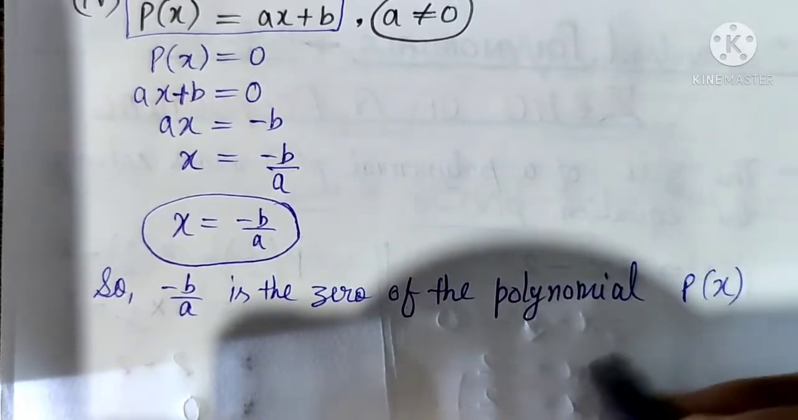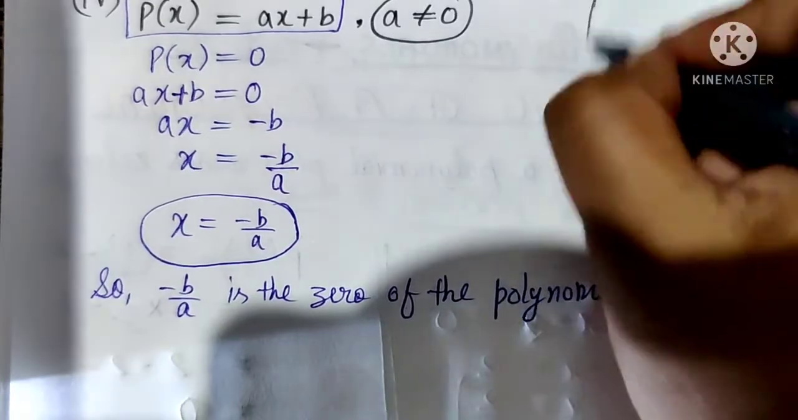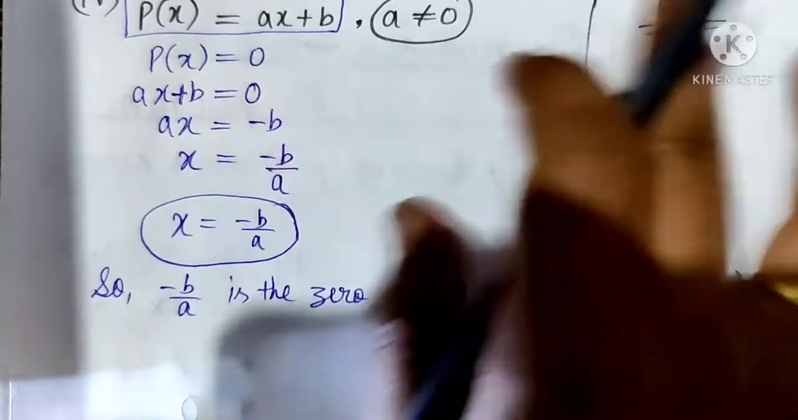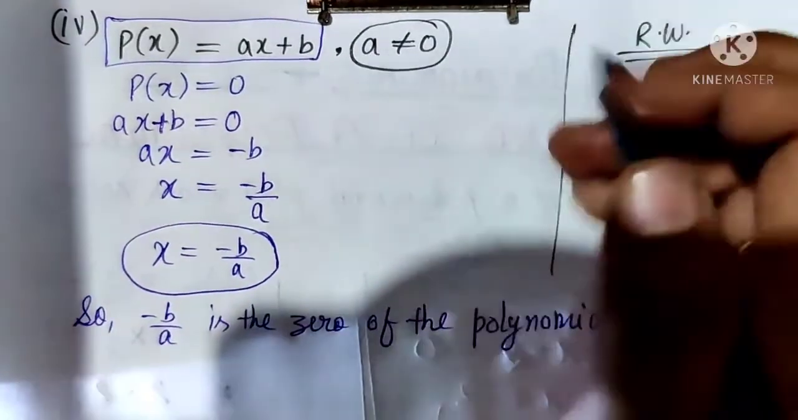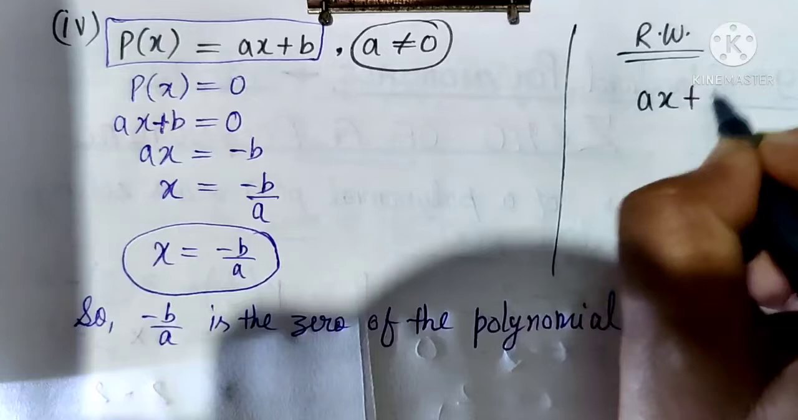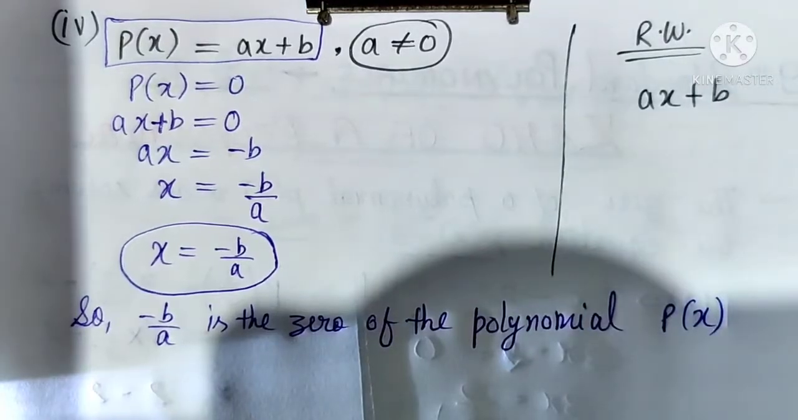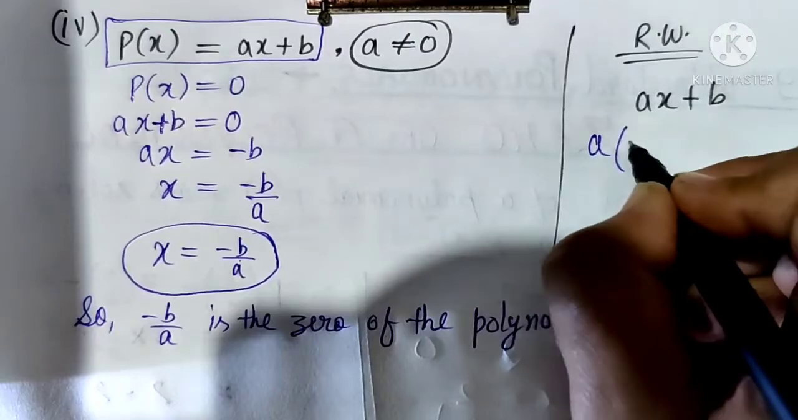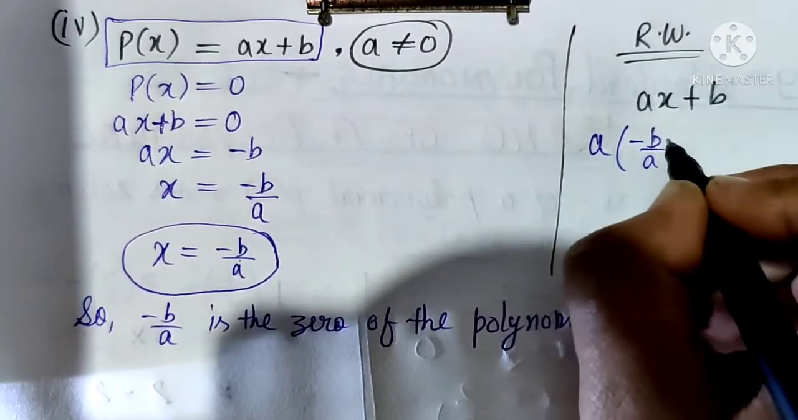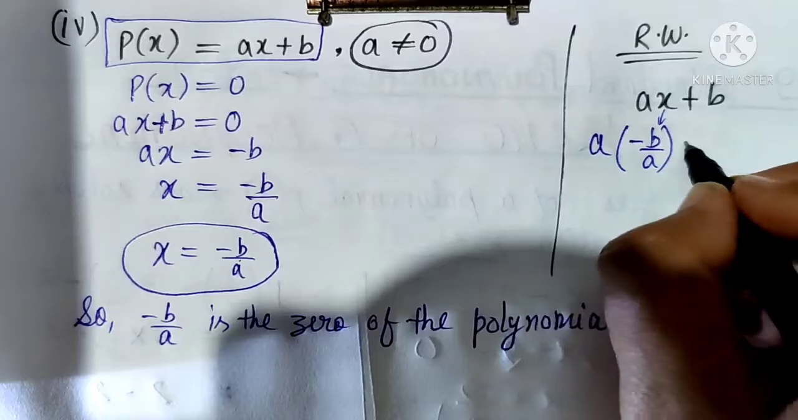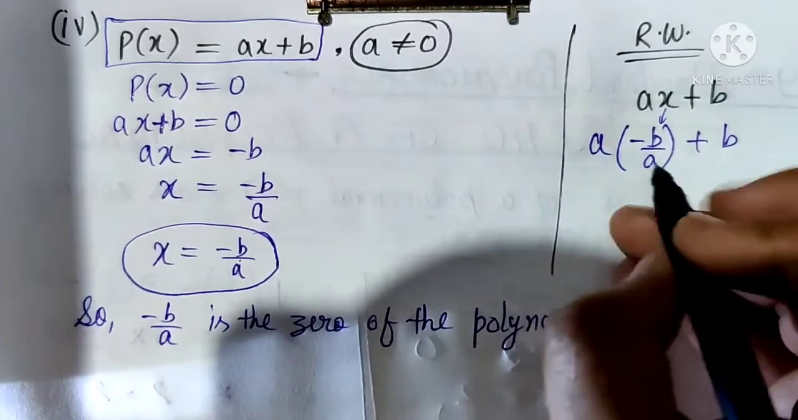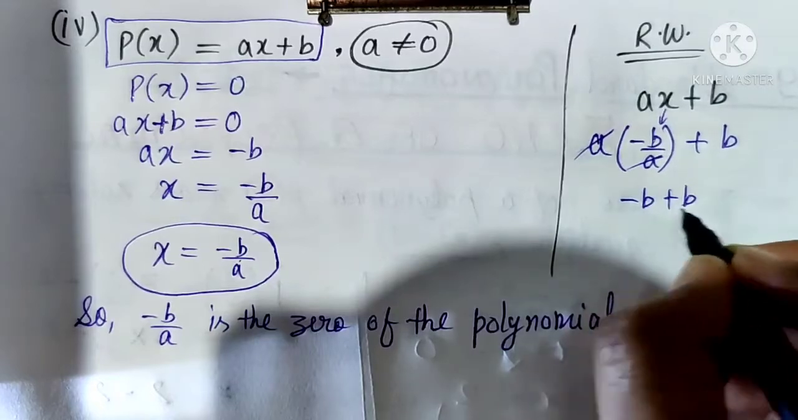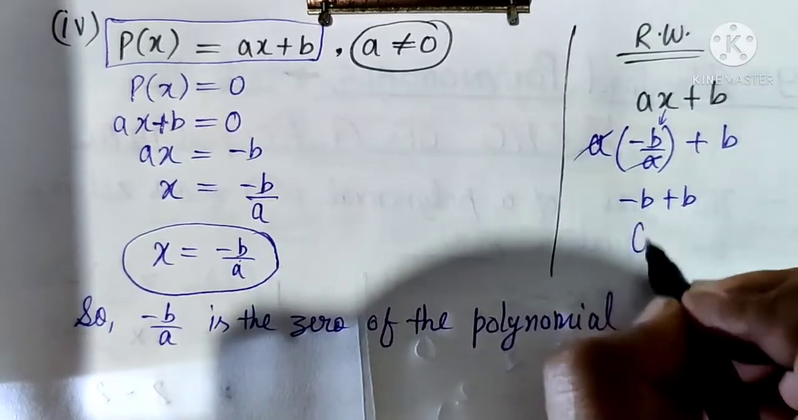px. Okay, now if students have doubt, we can solve and check in rough work also. The polynomial is ax plus b. Now in place of x we will put minus b upon a. So a will remain here, minus b upon a. In place of x I am putting this one, plus b. From a we can cut a. So what is left? Minus b plus b, so b minus b, it means 0 only.